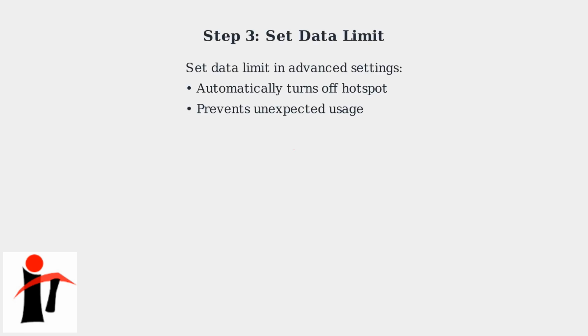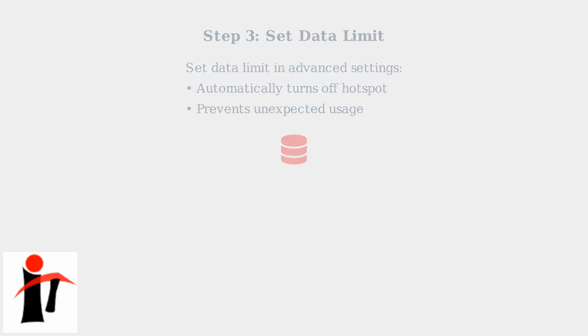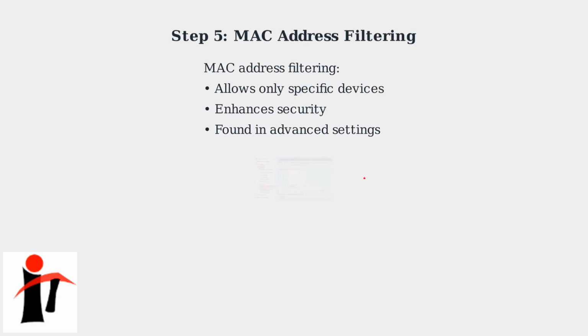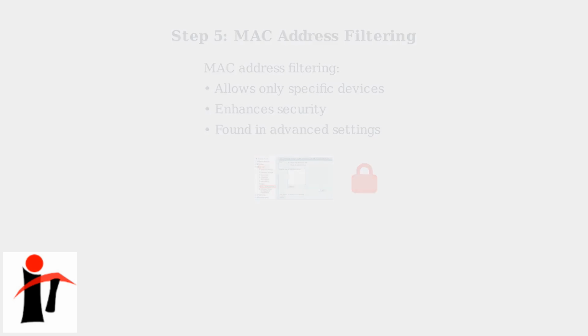You can also set a data limit to automatically turn off the hotspot when a certain amount of data has been used. Find this option in the advanced settings. For troubleshooting, ensure that airplane mode is off, mobile data is enabled, and you're in an area with good Rogers coverage. Consider using features such as MAC address filtering for enhanced security.